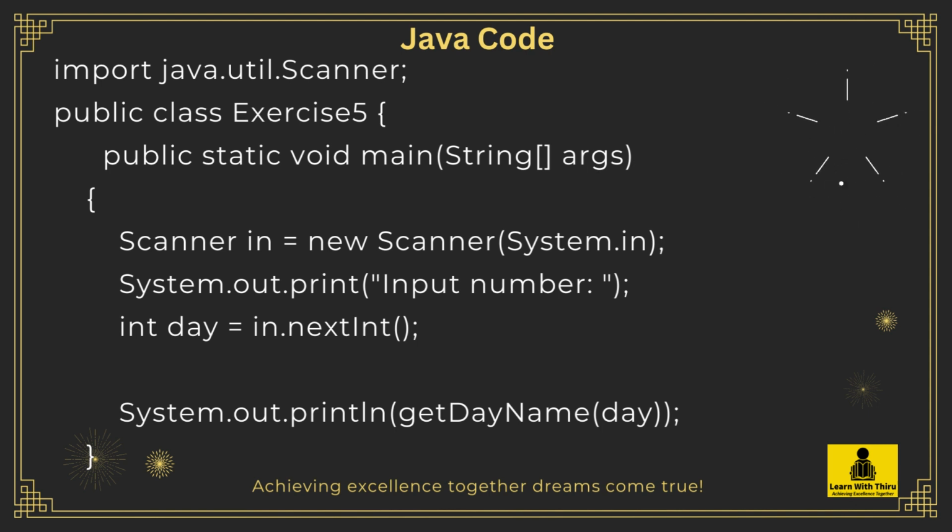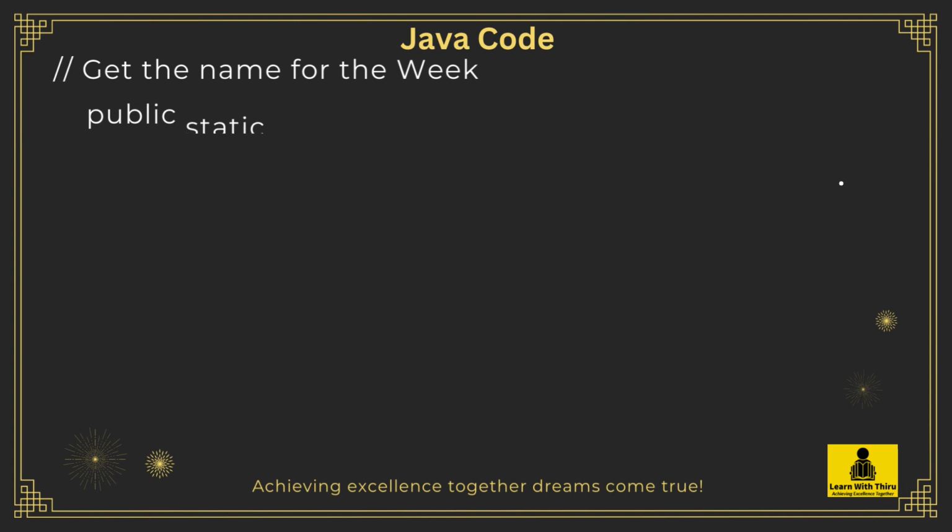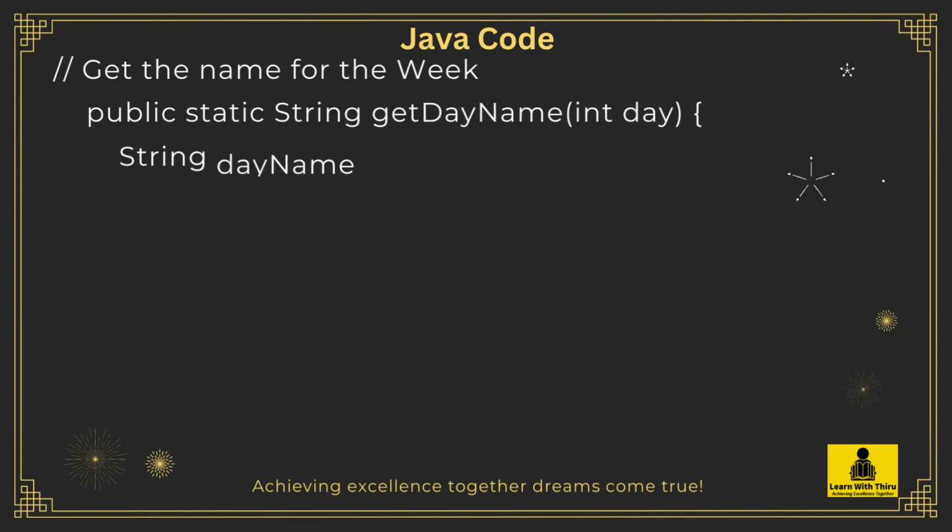int day equals in.nextInt(). System.out.println(getDayName(day)). Closing curly bracket. Get the name for the week. Public static String getDayName(int day).